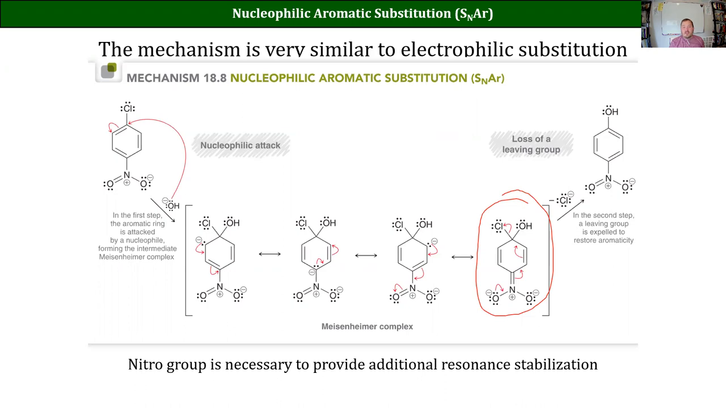With the electrophilic substitution, we kicked a hydrogen off and it didn't get to bring the electrons with it, right? And that's what allowed us to reform the benzene ring. In this case, we've got too many electrons. So the chlorine, being electronegative, brings the extra pair of electrons with it.